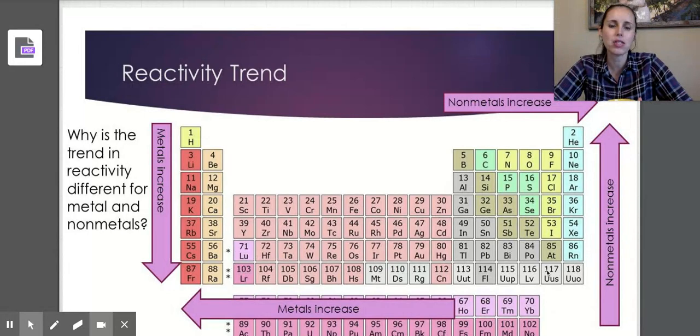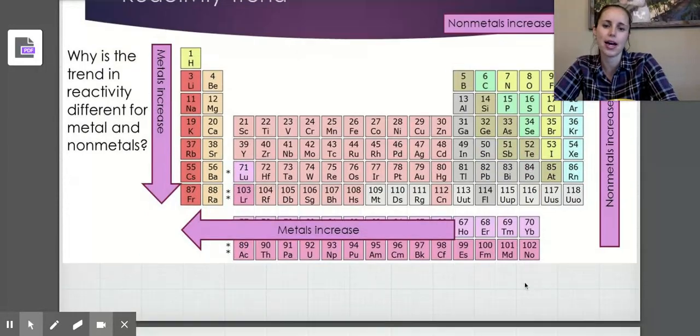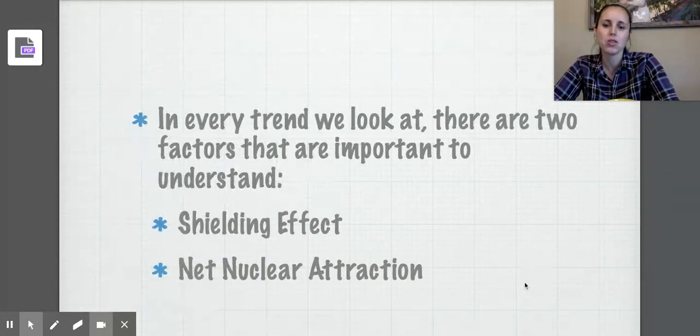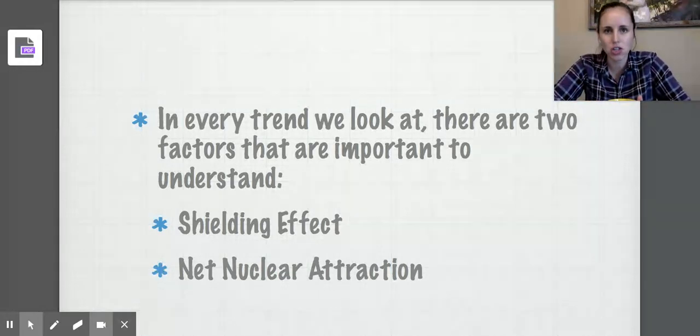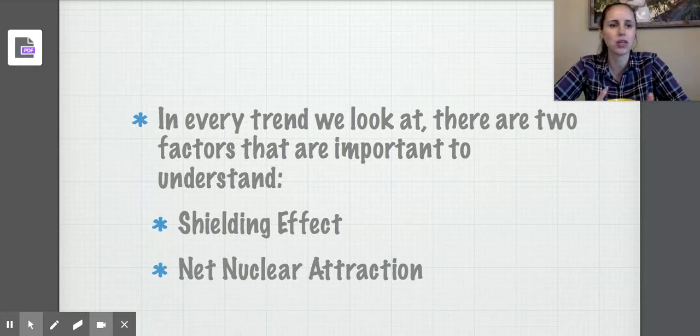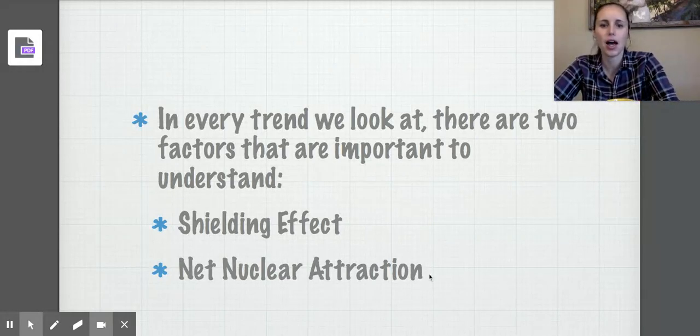So now that we understand a little bit about what a trend is in a periodic table, let's take a look at the new trends that I'm going to be showing you today. The new trends are going to be electronegativity. We're going to talk about ionization energy, and we're also going to talk about something called net nuclear attraction.